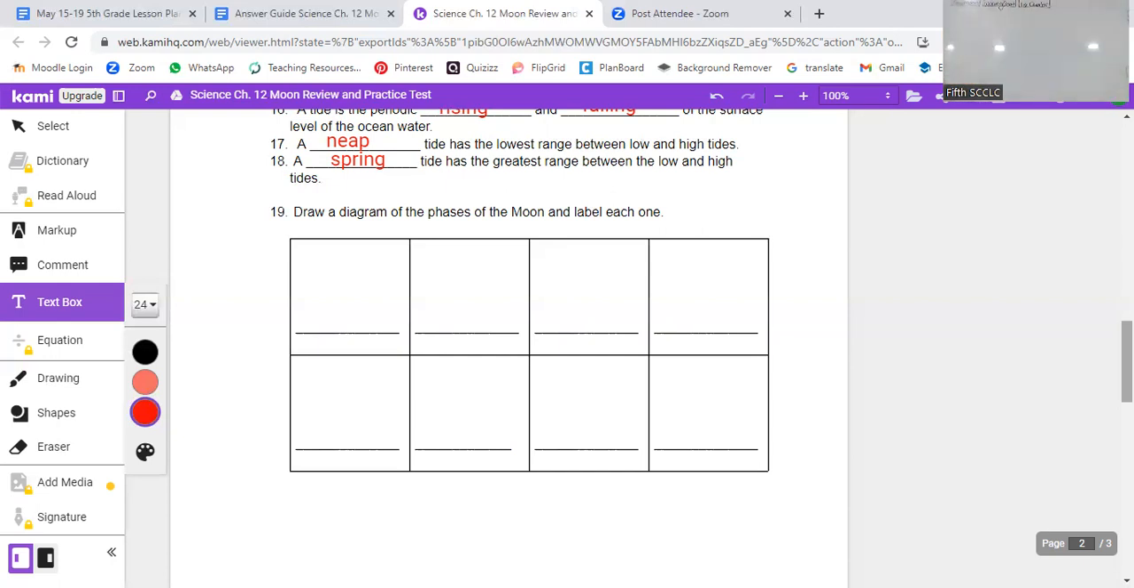First quarter moon. So you have a dark circle, then just a little bit. That's your waxing crescent. Then the first quarter is getting bigger. One more across the top, number 4. Waxing gibbous. Good.